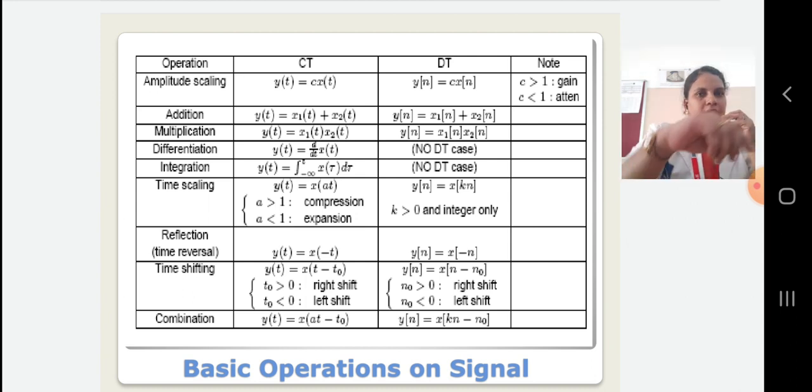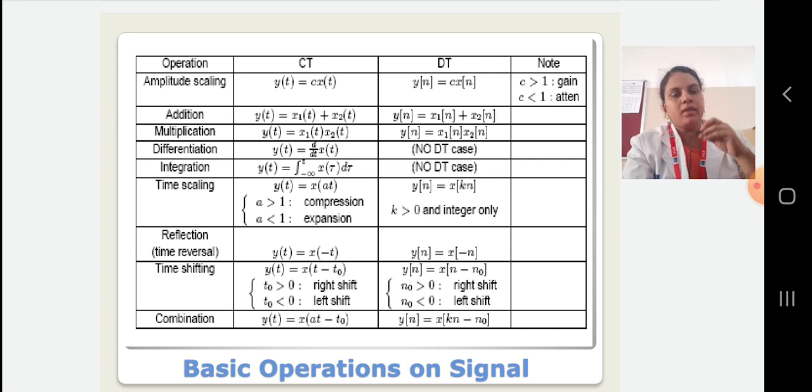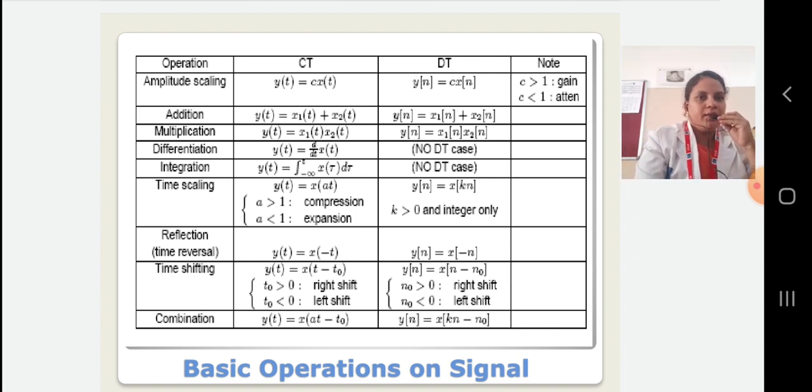So next we are going to see the basic operations of the signal, for continuous time signals and for discrete time signals. So what are the basic operations? Amplitude scaling, addition operation, multiplication operation, differentiation operation, integration operation, time scaling, time reversal, time shifting, and then combination. So these are the basic operations on continuous time signals.